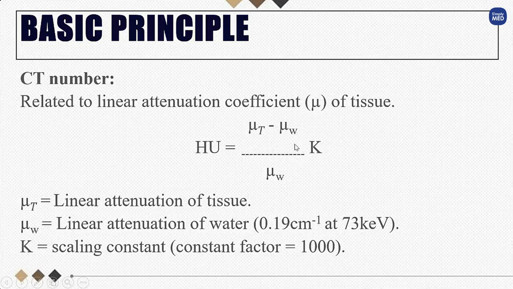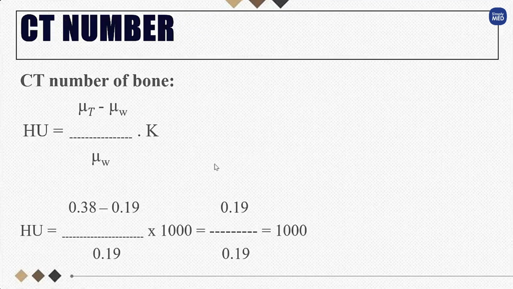So mu W is 0.19 centimeter raised to minus 1 at 73 kilo electron volt. HU stands for CT number. So we have the equation mu T minus mu W by mu W into K. If you know the linear attenuation of the tissue, and this mu W and K we already know, we get the HU value. We'll have a small calculation.